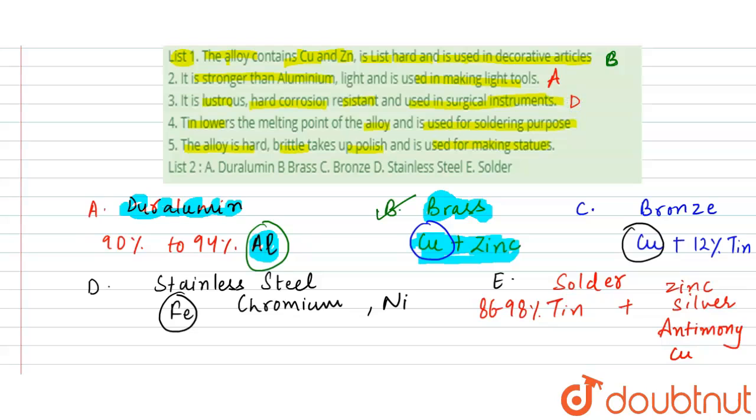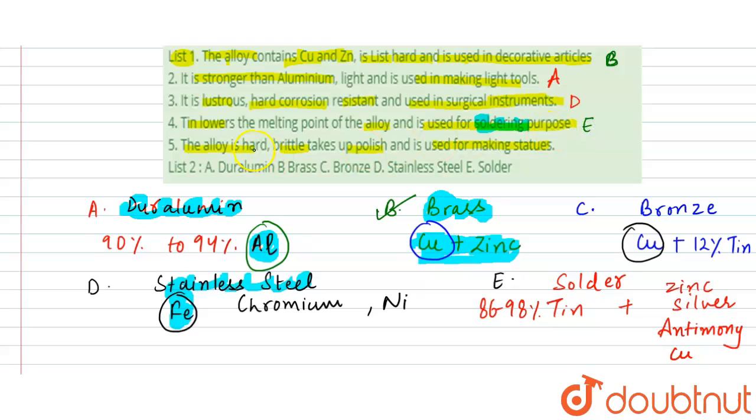Why stainless steel? Because doctors use the main equipment made of steel only, and here we have introduced other elements with the iron to prevent corrosion. So here we have stainless steel. Now, tin lowers the melting point of the alloy and is used for soldering purposes. Here we have soldering, so it means it will be solder. So our answer will be E.